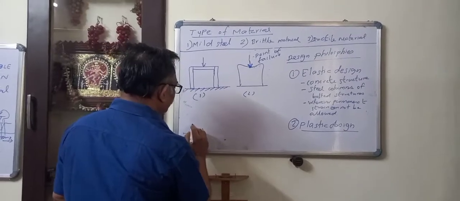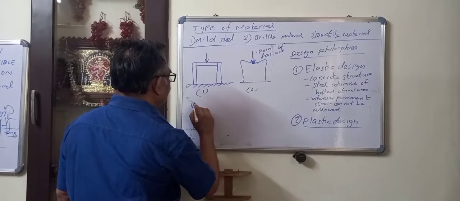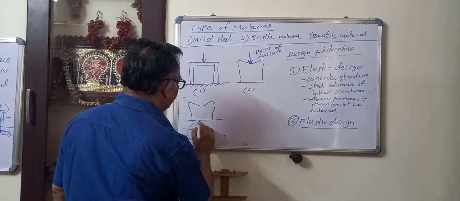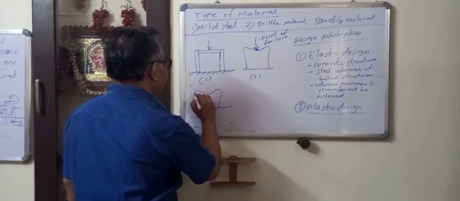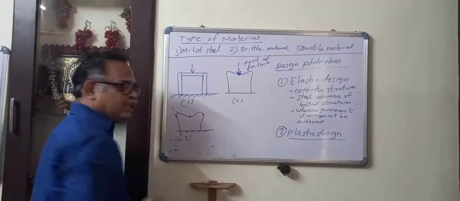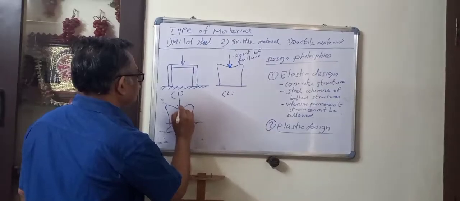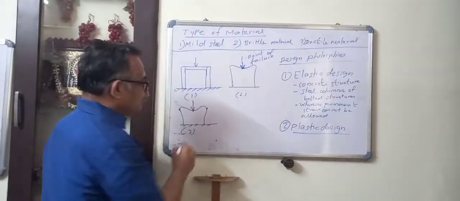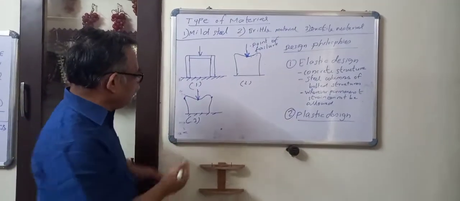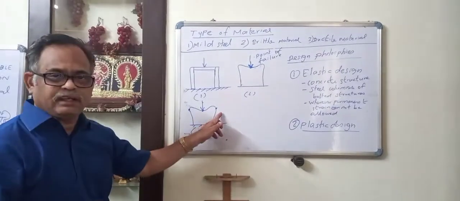So let us assume the column comes like this, and in this case let us assume it has failed here, here, and here. At 3 points it has failed because the load is increased still higher. So even then will the structure fail? It will not fail, because these 2 points will withstand and keep it in position, keep it intact.